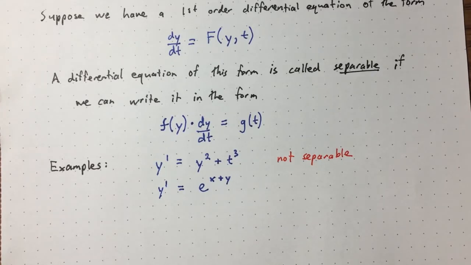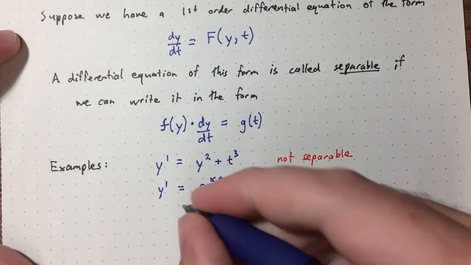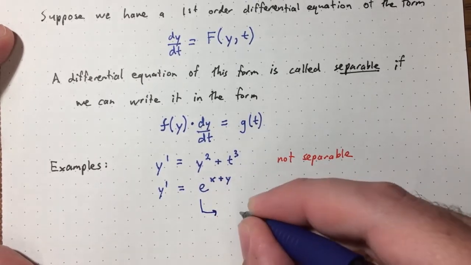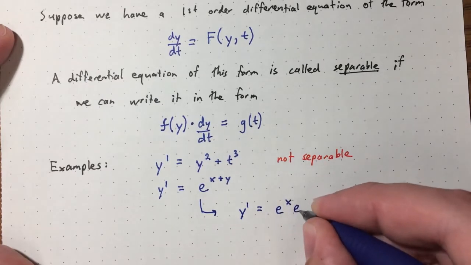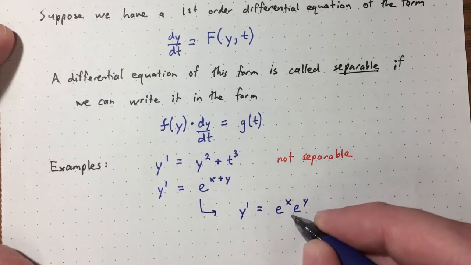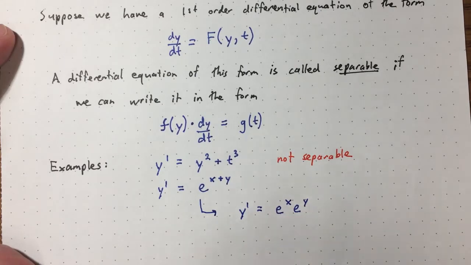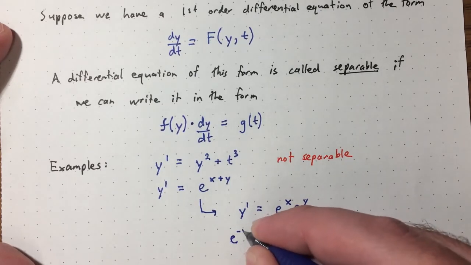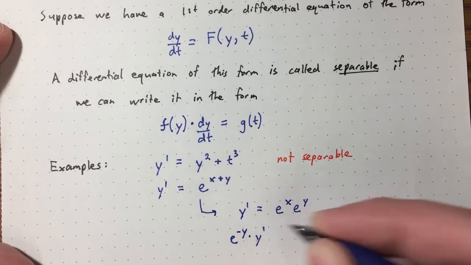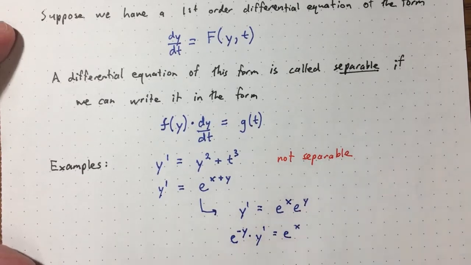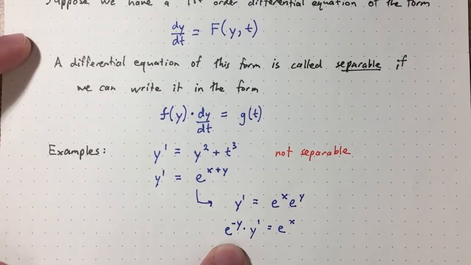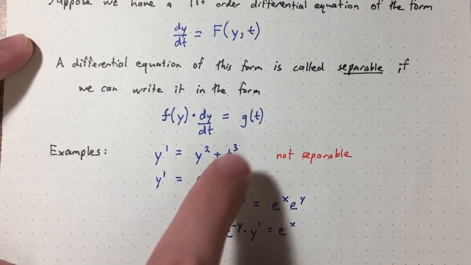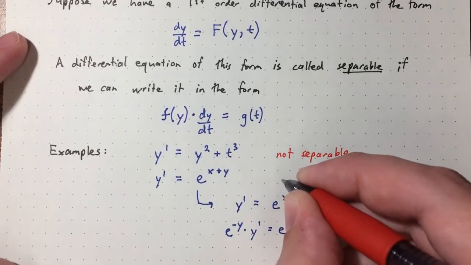Well, at first it might not look so separable, but notice that we can use a property of exponents to write this side as e to the x times e to the y, and then we can divide by e to the y, or multiply by e to the negative y. We have e to the negative y times y prime equals e to the x. And that's exactly in this form, right? So we have just a function of y times the derivative equals just a function of x on this side. So this one is separable.